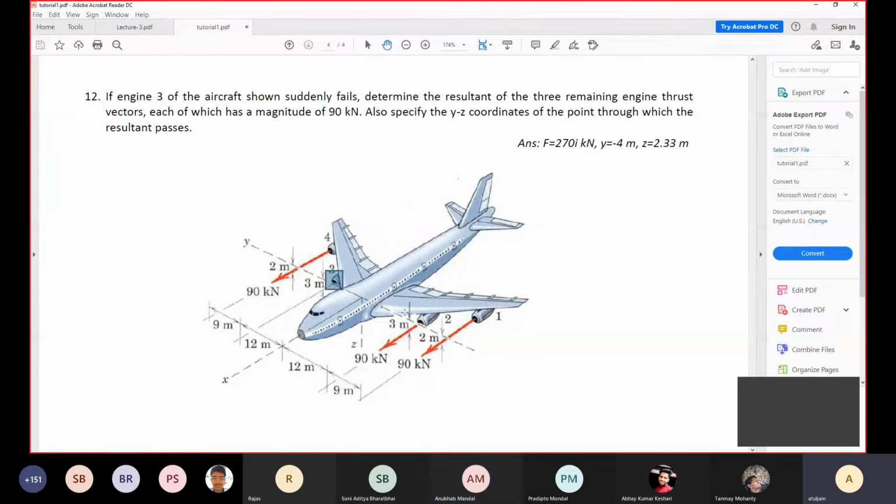Engine number 2 is 3 meters above the XY plane. Engine number 1 is 2 meters above the XY plane. Is it above or below, sir? Above. I think it is above, because Z values are given as positive. No, the first engine should be above engine 2, no? First engine should be 3 meters above. Second engine is 2 meters above. Yes, sir.